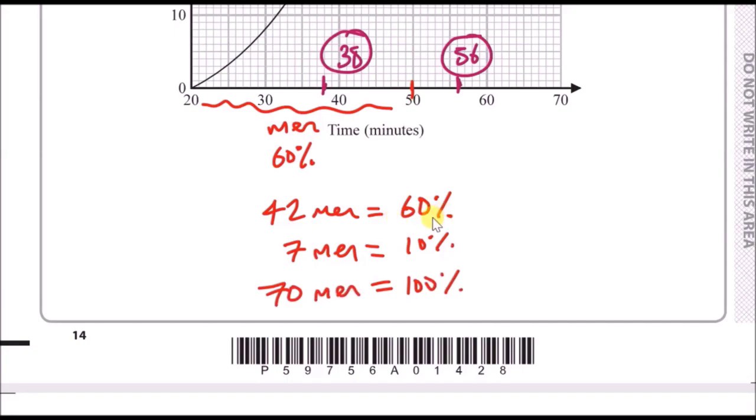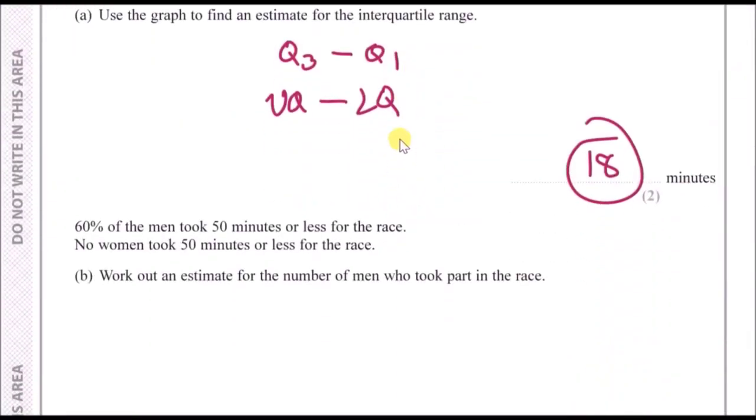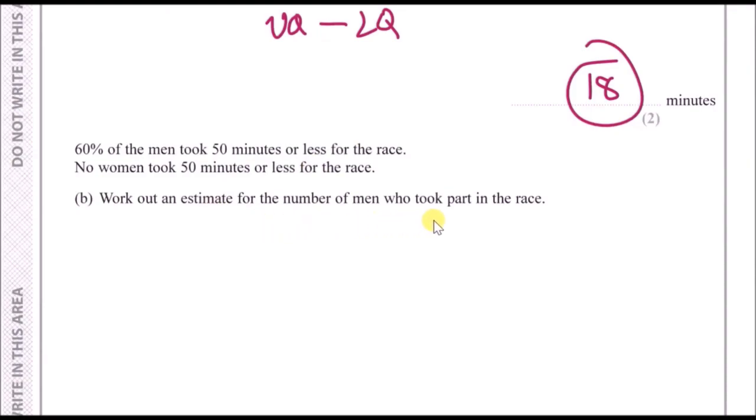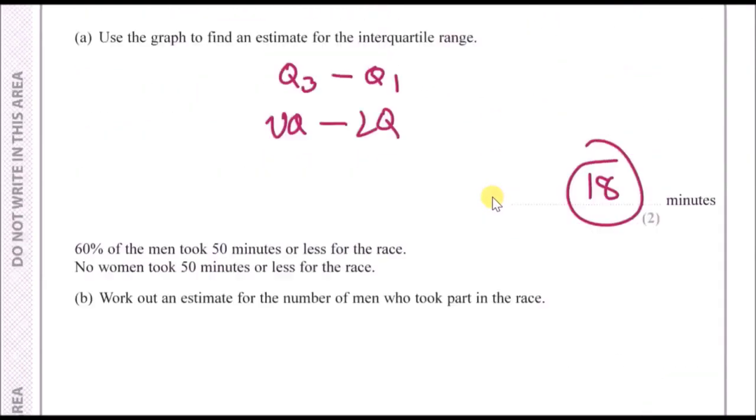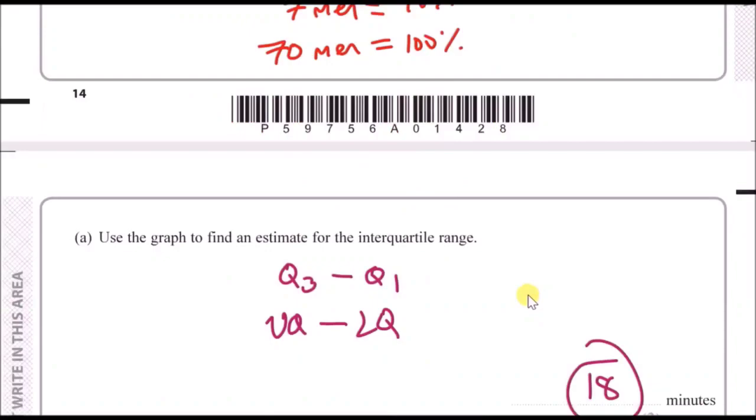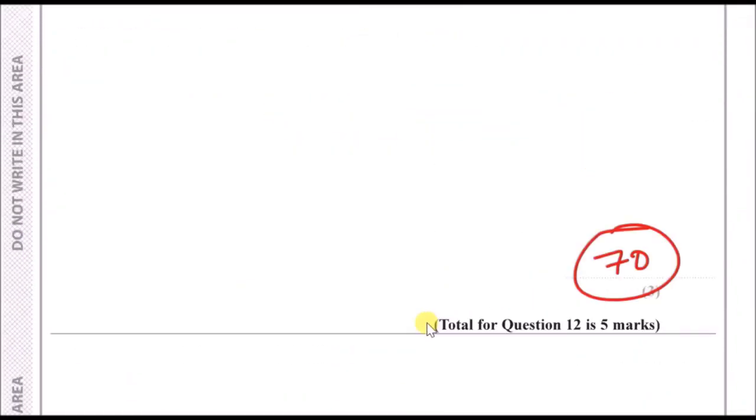Okay, so let's see what the question actually wants. B, work out an estimate for the number of men who took part in this. Okay, I guess we did it. The answer would be 70 men. So actually, we did the question.